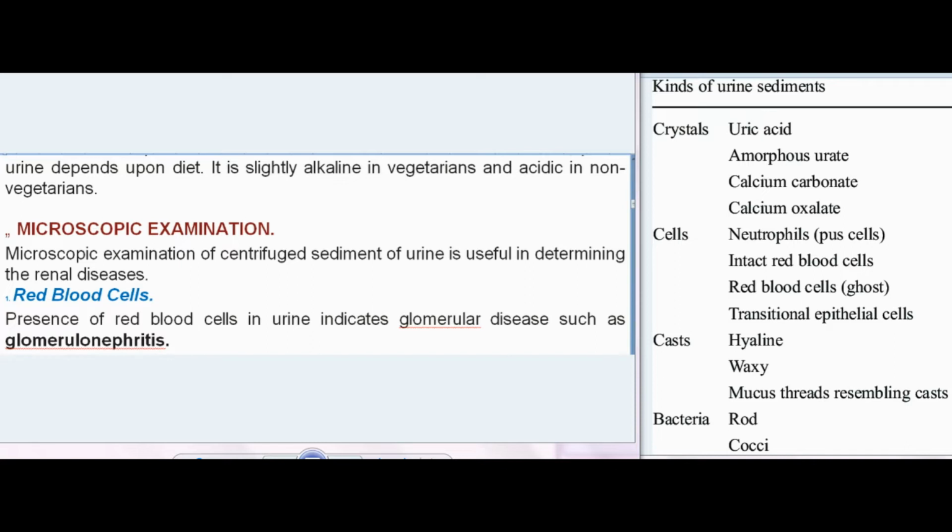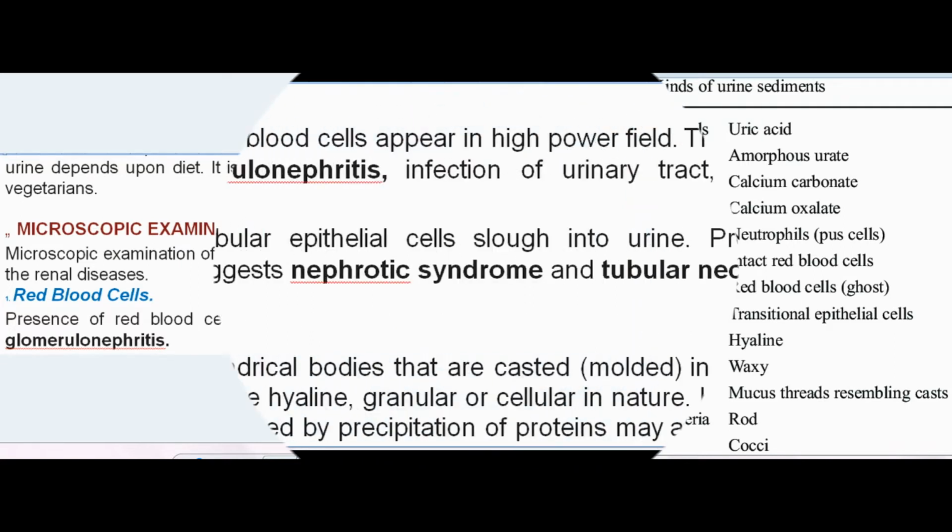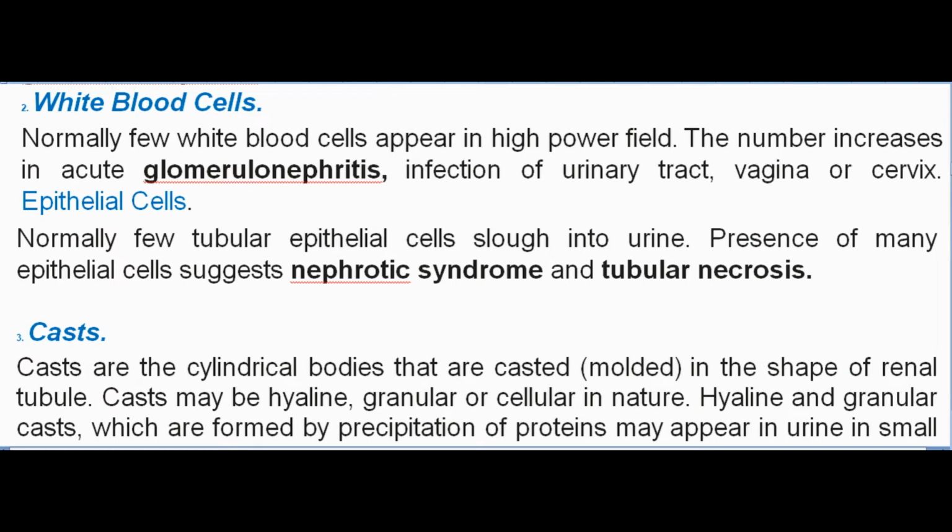Microscopic examination: microscopic examination of centrifuged sediment of urine is useful in determining renal diseases. Red blood cells: presence of red blood cells in urine indicates glomerular disease such as glomerulonephritis. White blood cells: normally few white blood cells appear in high power field. The number increases in acute glomerulonephritis, infection of urinary tract, vagina, or cervix. Epithelial cells: normally few tubular epithelial cells slough into urine. Presence of many epithelial cells suggests nephrotic syndrome and tubular necrosis.